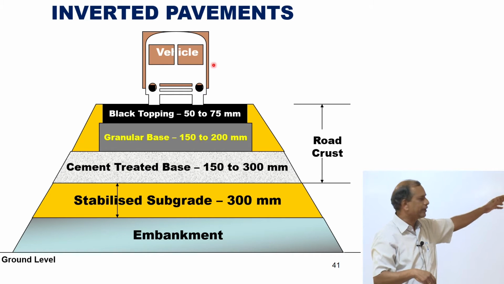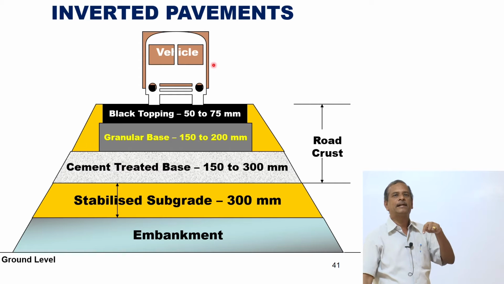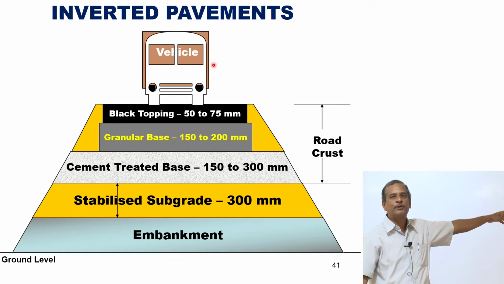Whereas, in the case of an inverted pavement, above the blacktop, I introduce a cement treated layer. When I introduce a cement treated layer, the thickness of bituminous layer can be drastically brought down. The aggregate consumption can be drastically brought down. From 200 millimeter, 170 millimeter, I can bring down to 50 millimeter to 75 millimeter.